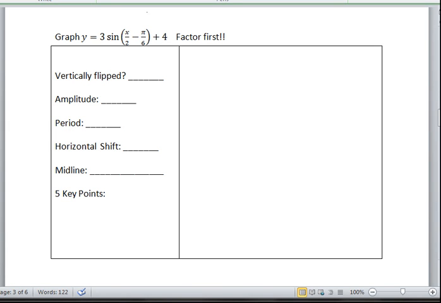Okay, let's take a look at another example here where we're trying to graph y equals 3 sine x over 2 minus pi over 6 plus 4. And the first thing we need to do is factor out this part here. So we have y is equal to 3 times sine of this thing in here. And so previously we looked at factoring out that 1/2. And so that's x minus pi over 3, right? And we have the plus 4 at the end.